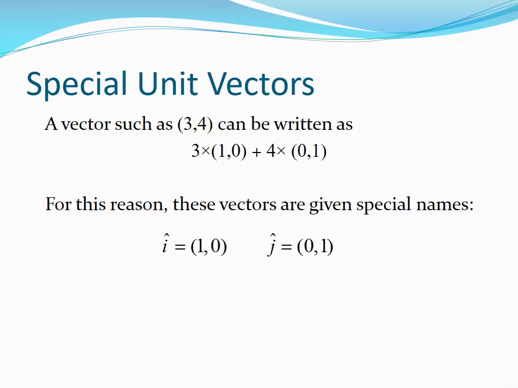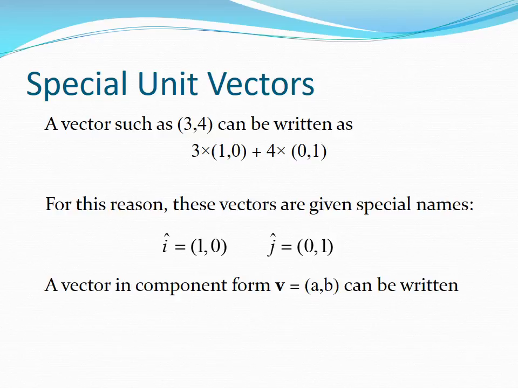The unit vector i is in the direction along the positive x-axis. The unit vector j is in the direction along the positive y-axis. A vector in component form, v equals a, b, can be written as ai plus bj. a is the vector component in the x direction of vector v, and b is the y component in the y direction. The values a and b can be positive or negative.